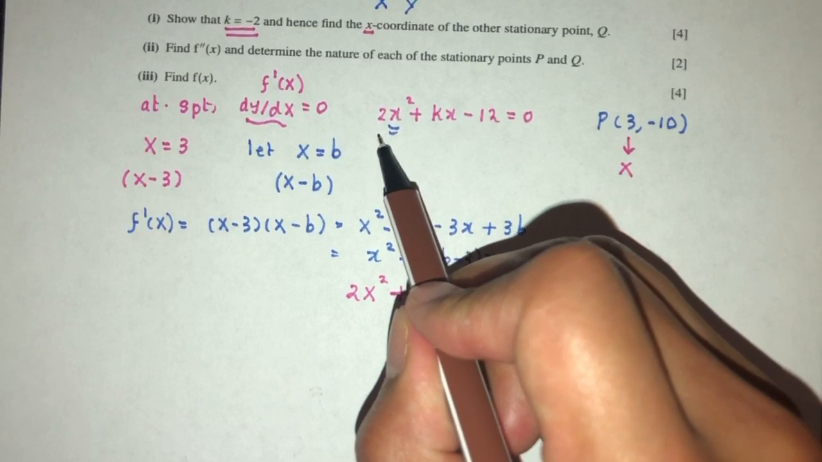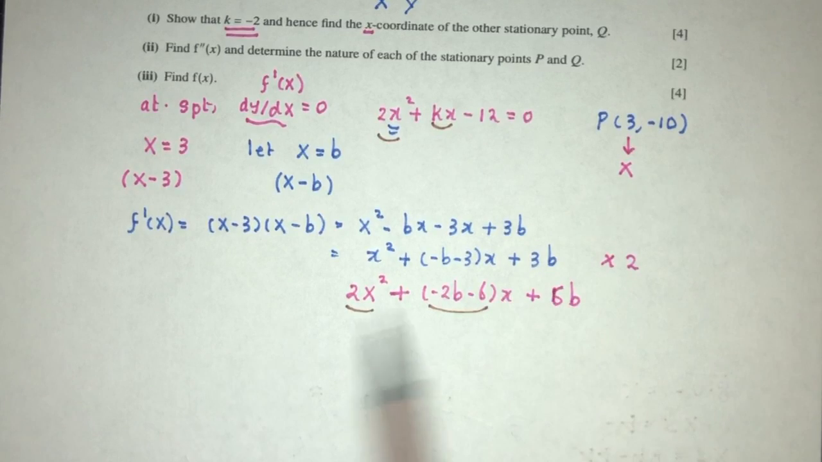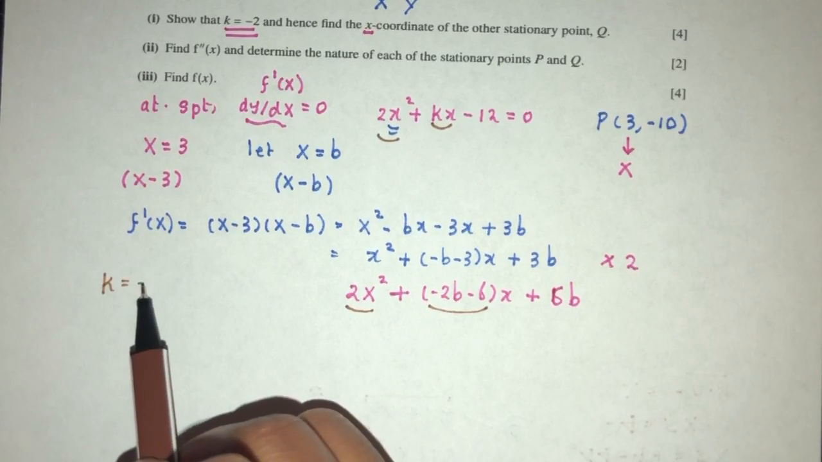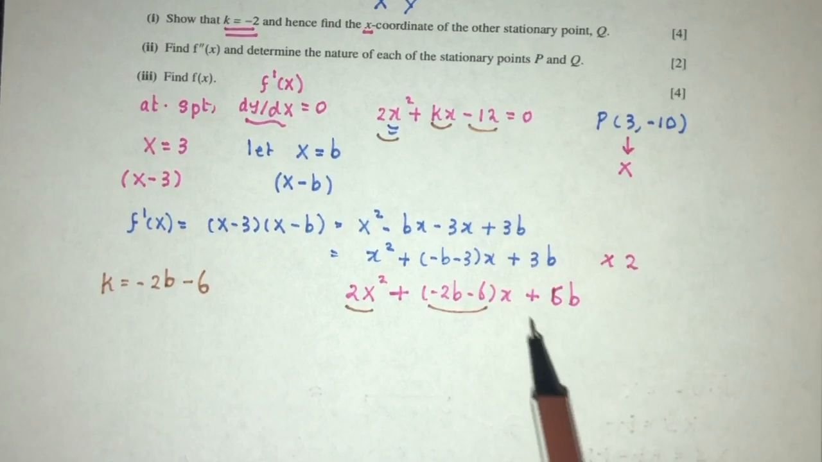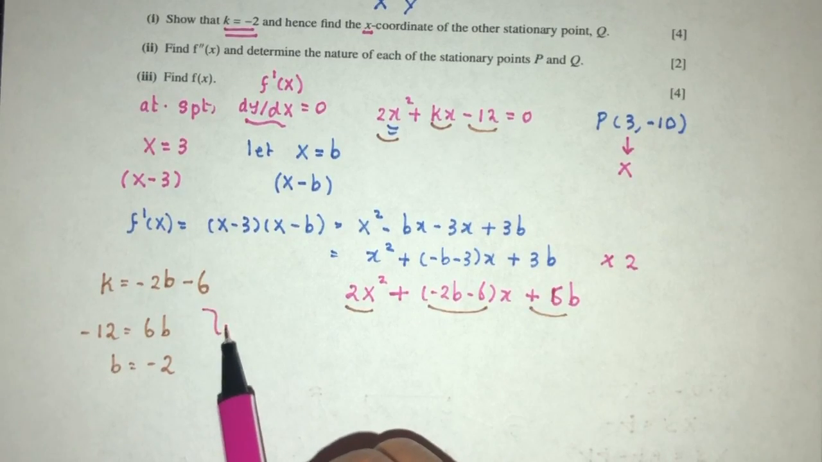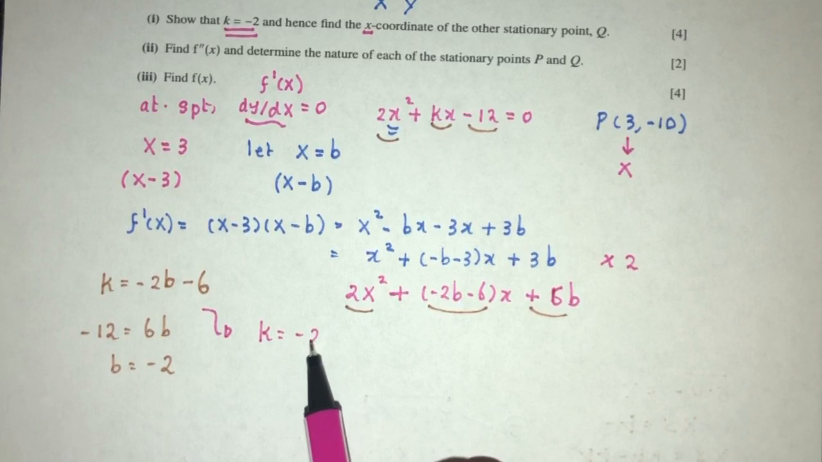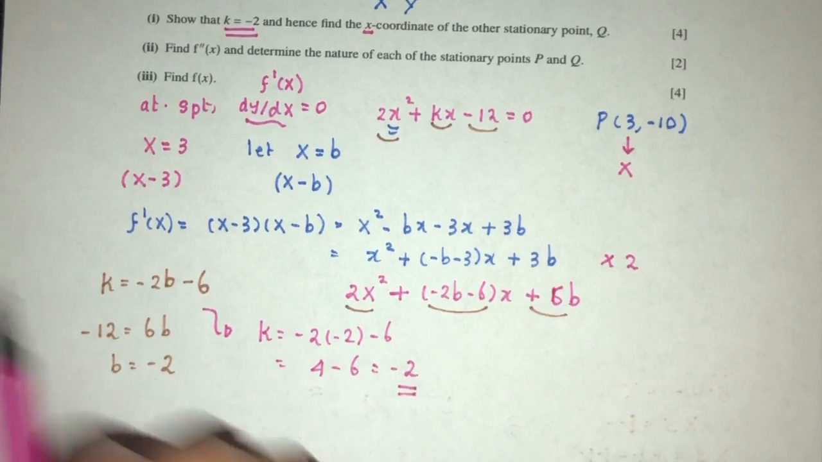So here we have 2x squared is 2x squared. Here we have kx is this. So by comparison, you can see k will have to be minus 2b minus 6. And this one has to be this one. So here we have minus 12 has to be 6b, which means b has to be minus 2. Now replace the value back in here. K will have to be minus 2 times minus 2 minus 6. That will be 4 minus 6, which will be minus 2. Okay. That will be my value of k shown as required.